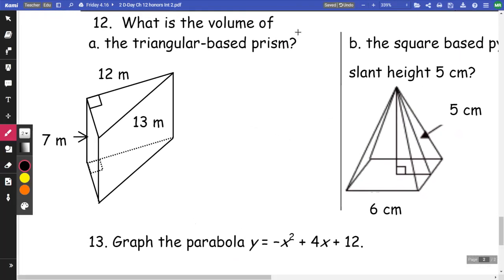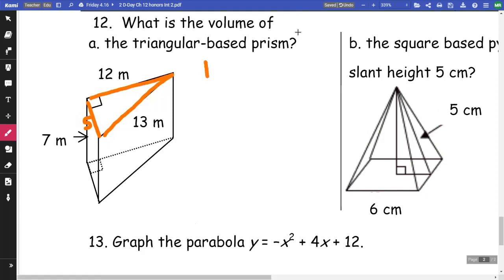Okay, so we want the volume of this. So if I'm doing Pythagorean theorem here, this is a right triangle. I have a 12, I have a 13, and this is a 5. You can do Pythagorean to figure it out, but it is a triple. 5, 12, 13 is a triple.